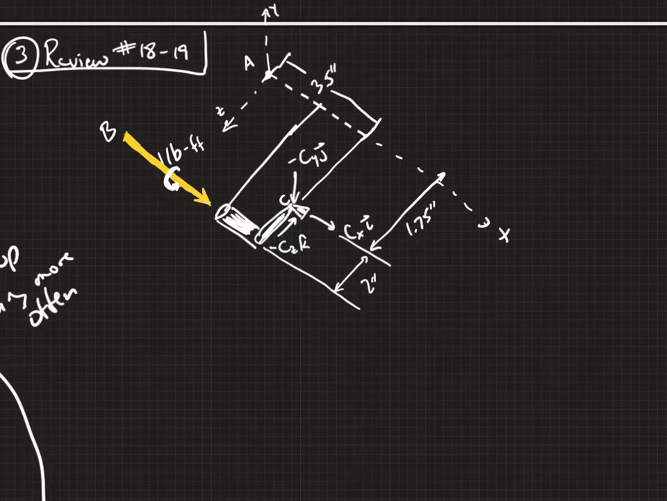And then from point A to point C along the z-axis is 1.75 inches. Although really I drew that arrow just a smidge too long, so let's shorten that if we can. And then from point C to wherever they're applying point B, that's 2 inches.